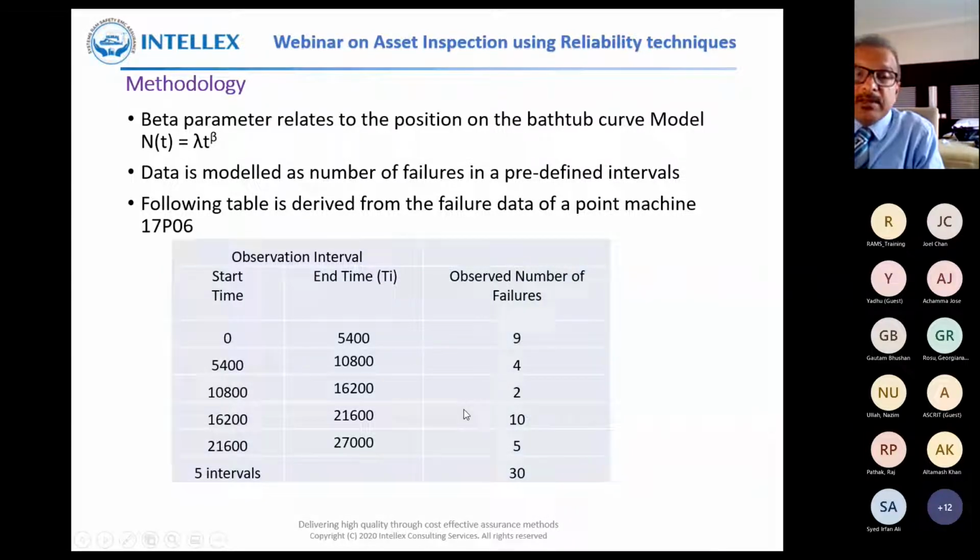And this is quite important for CROAMS. As I said, it's a bit of a macro level analysis. So instead of plotting each failure, we are actually plotting the intervals. So you have 5 intervals and you have 30 failures. So this is to start with.